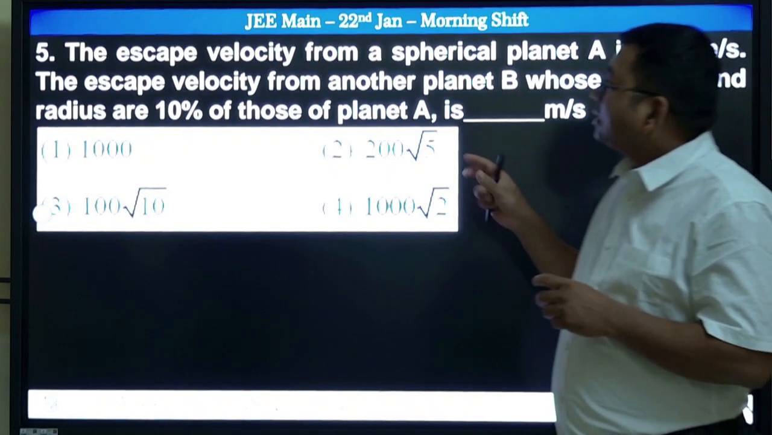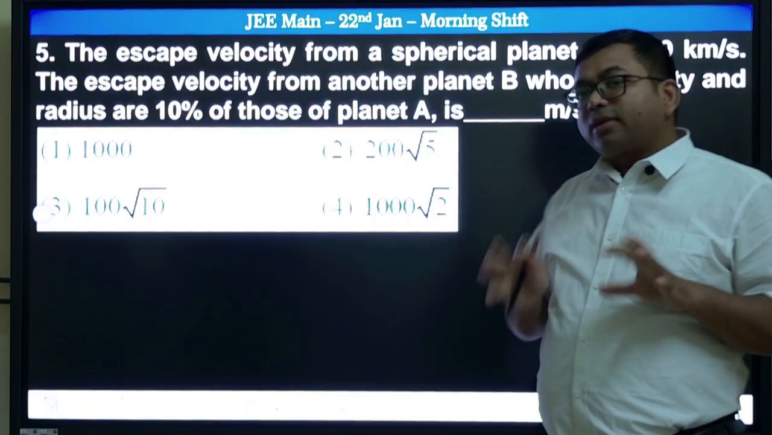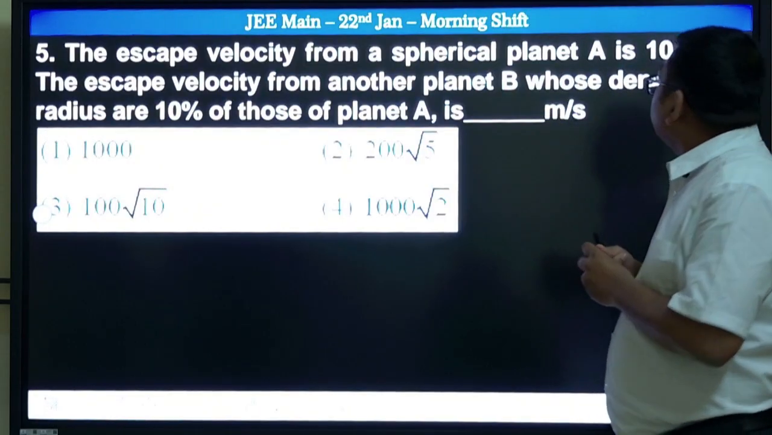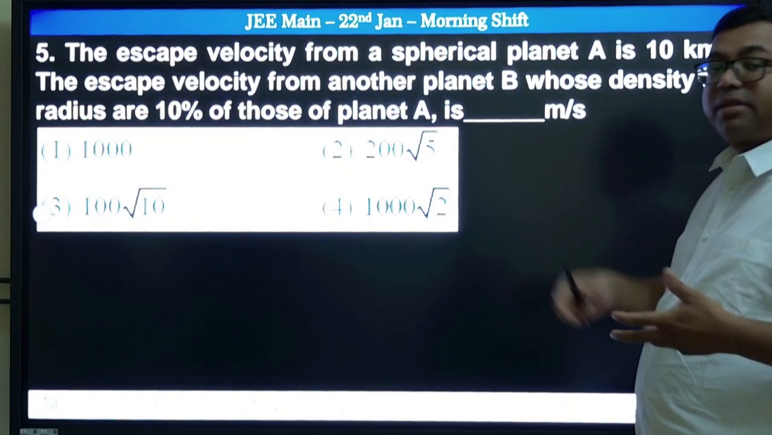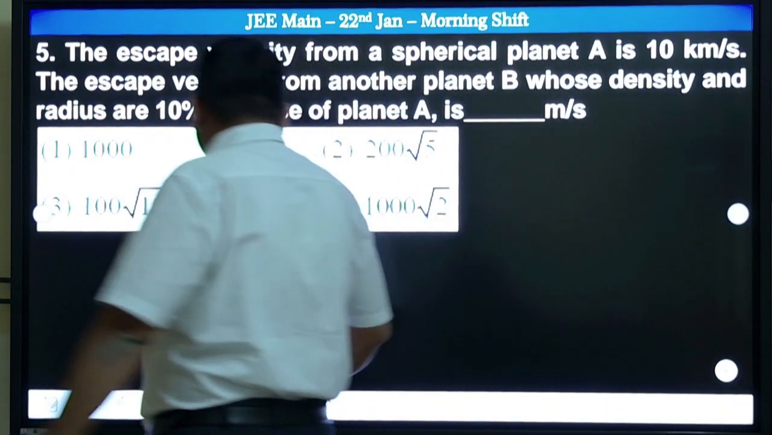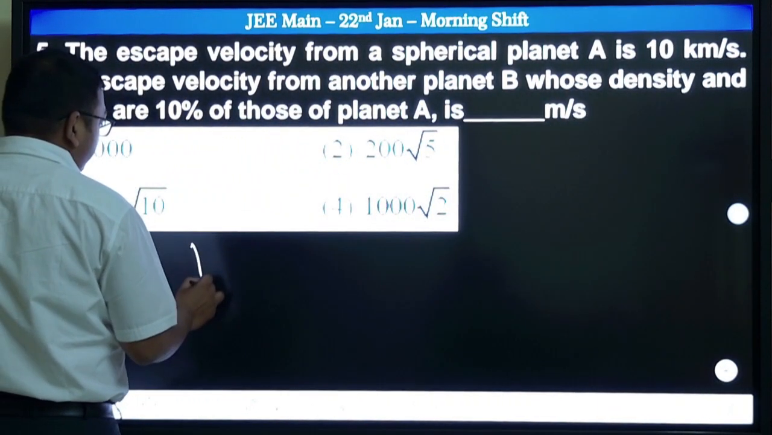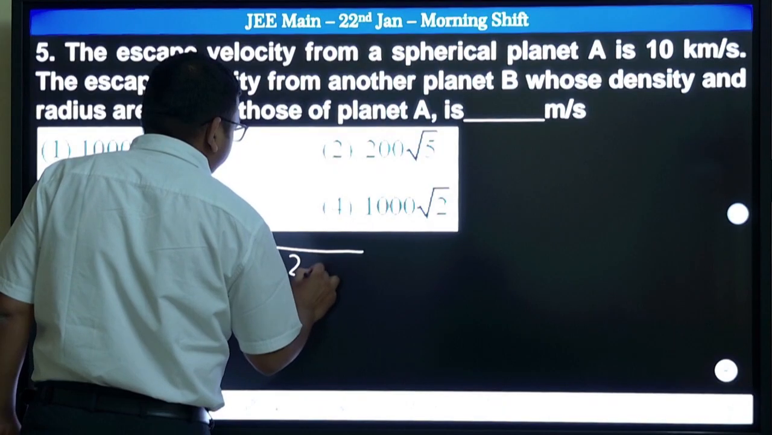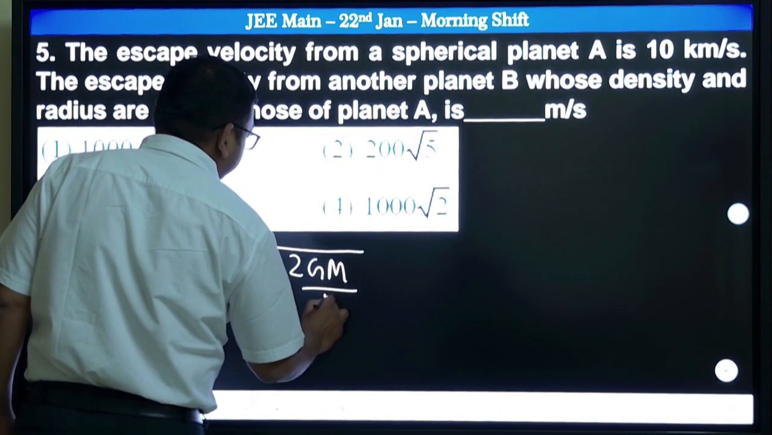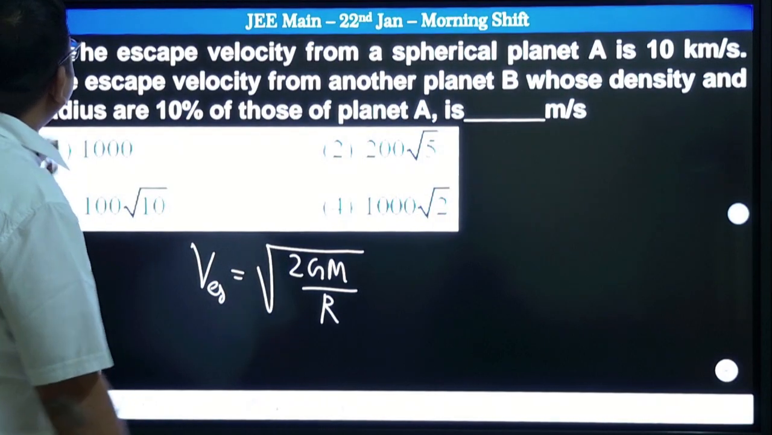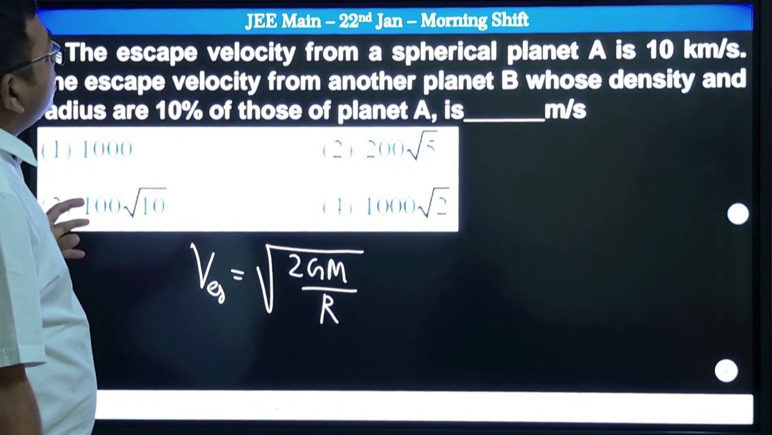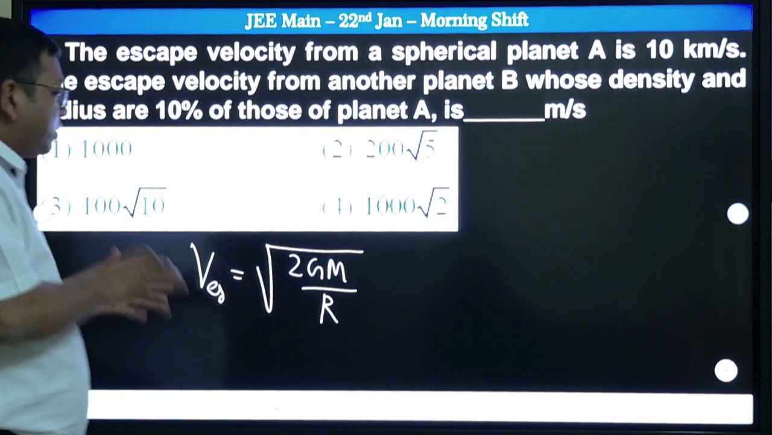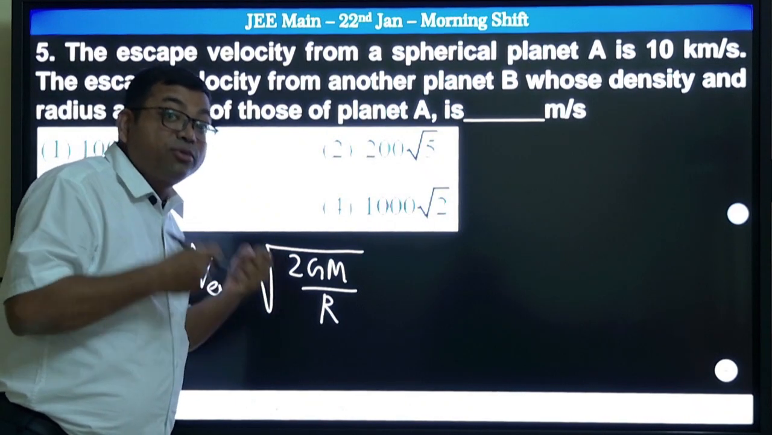Okay, so let us think about what they are asking. They are talking about escape velocity, comparing two planets, and they are saying the radius is 10%. So let us write the escape velocity formula. Escape velocity is root under 2GM by radius, right? This is the formula for escape velocity. They are asking in terms of density and radius, so we need to convert this formula in terms of density and radius.